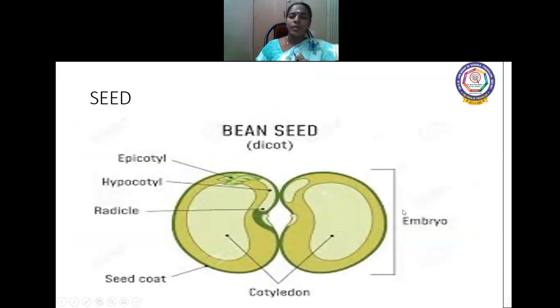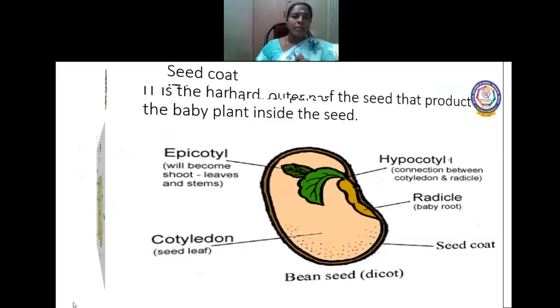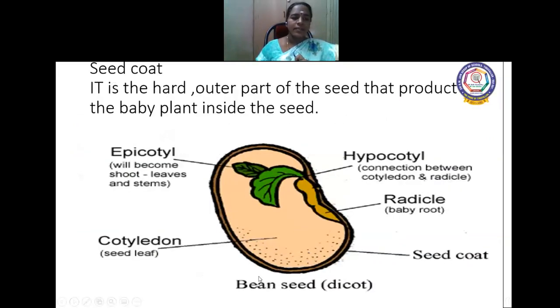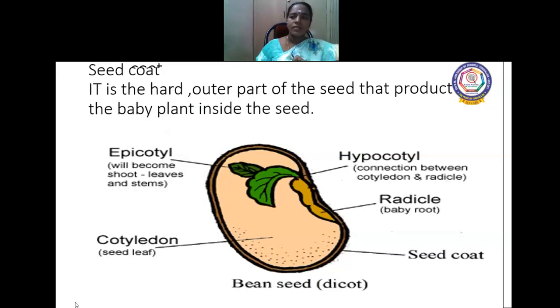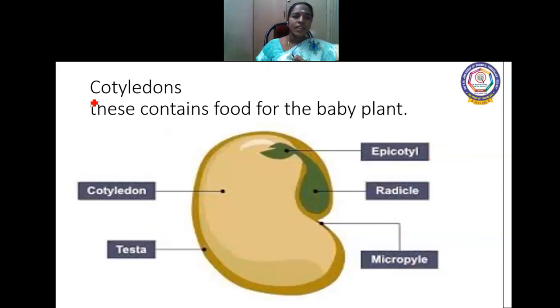Let us see about the seed. Epicotyl, seed coat, cotyledon, embryo. These are the main parts of the seed. Let us see about the seed coat. This is the seed coat, the outer part of the seed. It is the hardest part of the seed, and it protects the baby plant inside the seed.